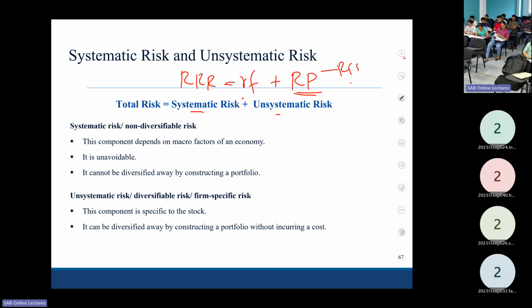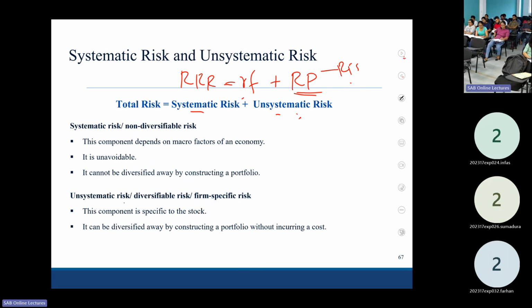Unsystematic risk means what we call firm-specific risk or diversifiable risk. By constructing a portfolio, you can diversify away only this unsystematic risk, or firm-specific risk. What are the examples? Unsystematic risk, diversifiable risk, or firm-specific risk can arise because of firm-related factors.